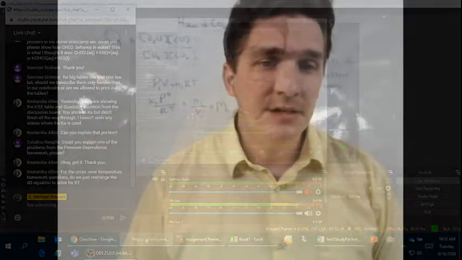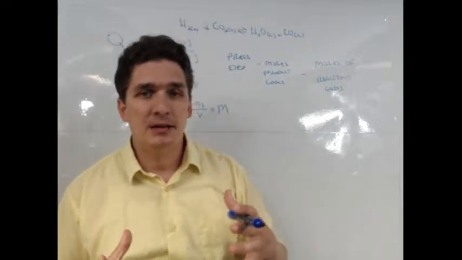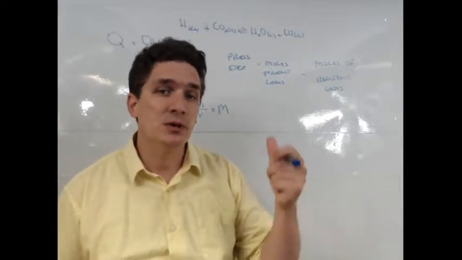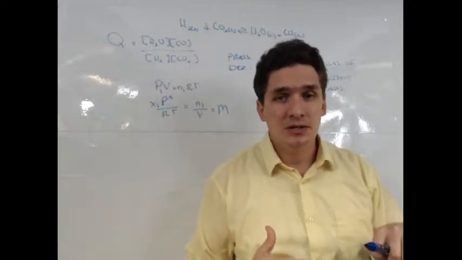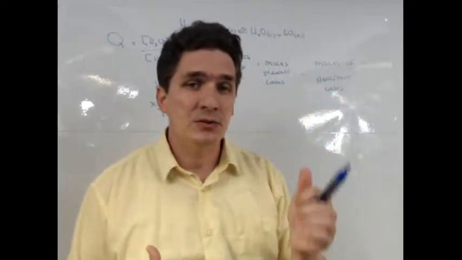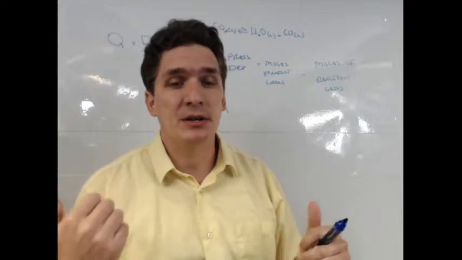The implication of this is that if something has a positive pressure dependence, it means that Q will increase as we increase pressure, which means the reaction will go backwards. If we have a negative pressure dependence, if we increase the pressure, Q goes down, so it actually drives the reaction in the forward direction.